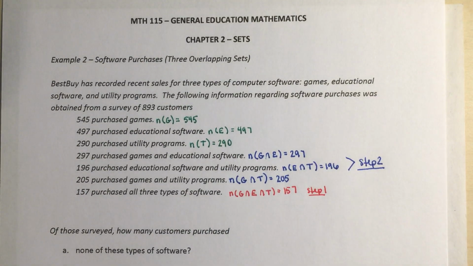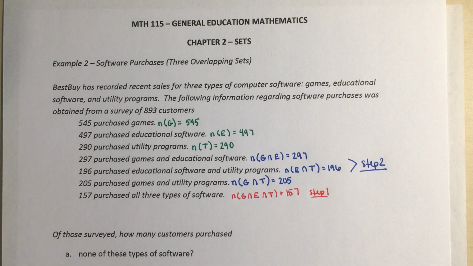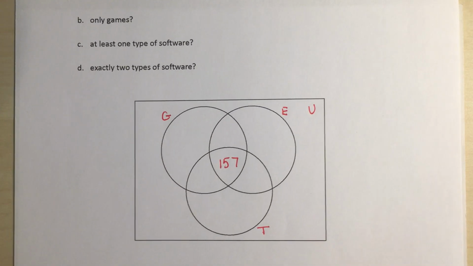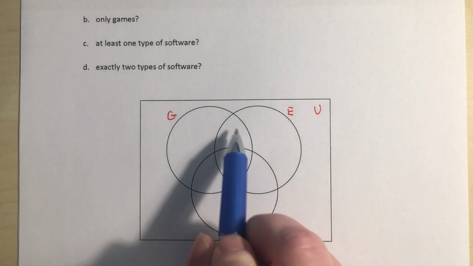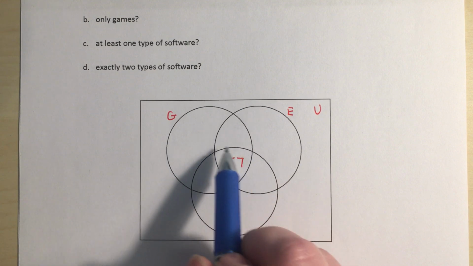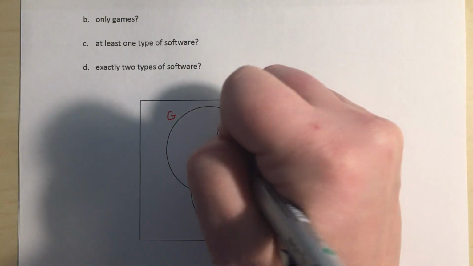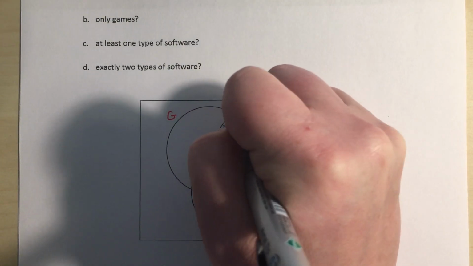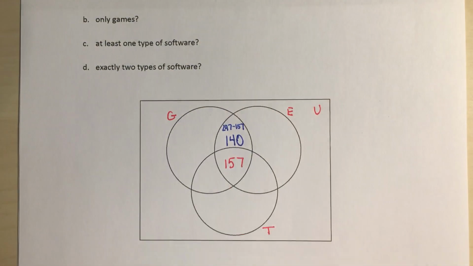Right? And we're going to work on filling in the rest of our intersecting regions. So I'm going to focus on my picture and use the numbers from up above. We were told that 297 purchased games and educational software. So that 297 is in this overlapping area here. But we have already used 157, right? So we always have to remember to subtract. So we're going to take 297 minus 157. That leaves us with 140. Right? So that's going to be our intersection here.